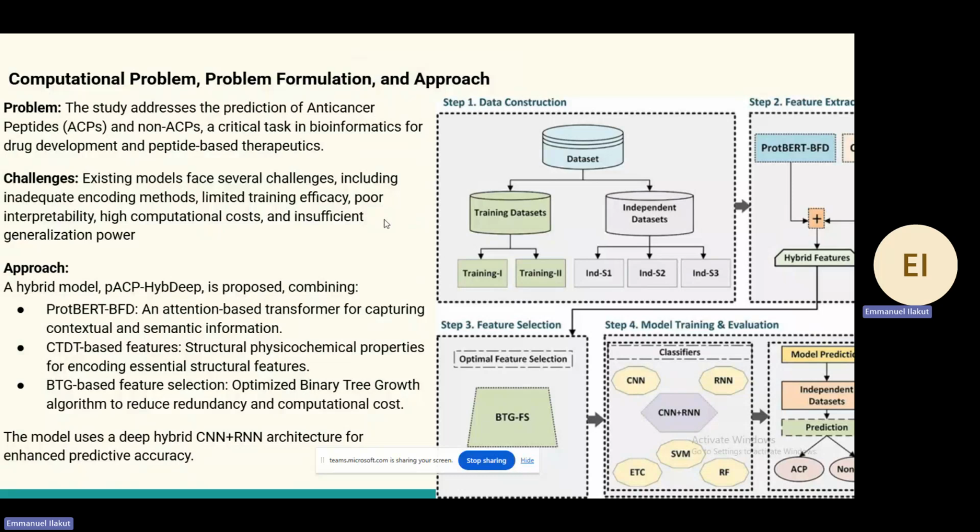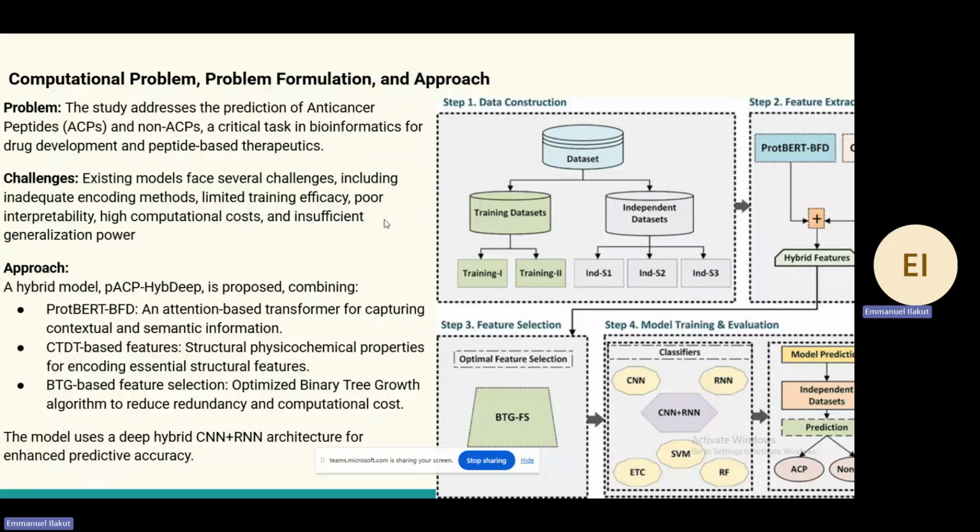Part of that is generalization. The generalization power for these models is not very sufficient. And then we also have the issue of interpretability. Since the training may not be very efficient, the interpretability that has been applied is not sufficient for us to apply the same in all bioinformatic tasks. And then the computation cost for the existing models is very high. Those are the challenges that gave birth to this hybrid research model.